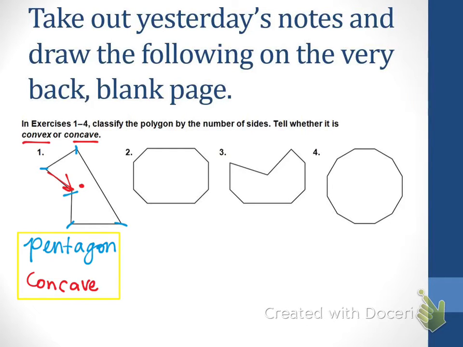Number 2, it has 1, 2, 3, 4, 5, 6, 7, 8 sides, which makes it an octagon. Do any of the sides come in towards the center? No, so that is convex.